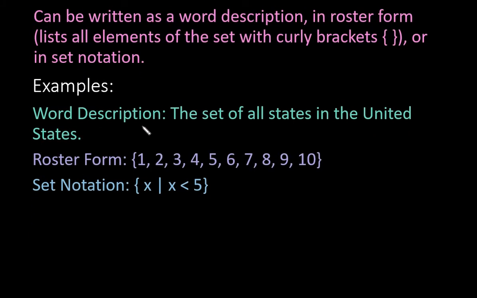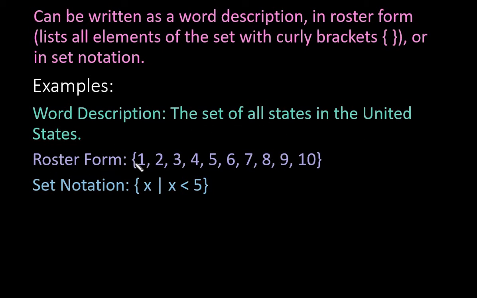So an example of a word description would be the set of all states in the United States. We know that there are 50 states currently in the United States, and so we could write out all of the sets without having to write every single state out, all 50 of them. A word description basically just streamlines, but you know exactly what's in there.